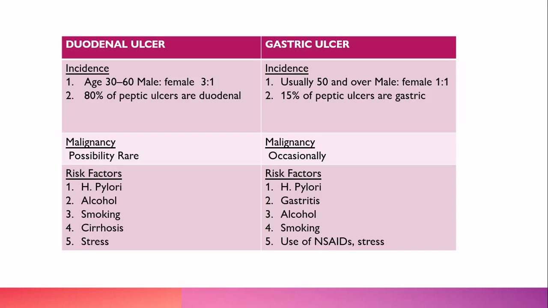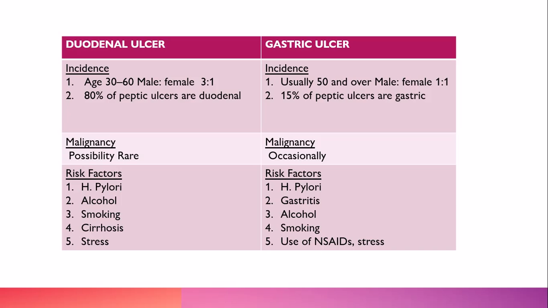In duodenal ulcer, the incidence is seen in the age of 30 to 60, and both men and women get this duodenal ulcer, but the chances are more in men. The ratio is 3 to 1, so the chances are 3 times more in men than women. And 80% of peptic ulcers are duodenal, so duodenal ulcers are the commonest kind of peptic ulcer seen.